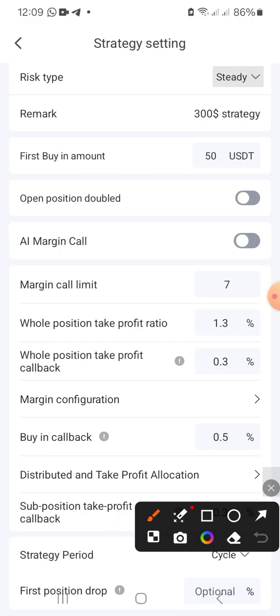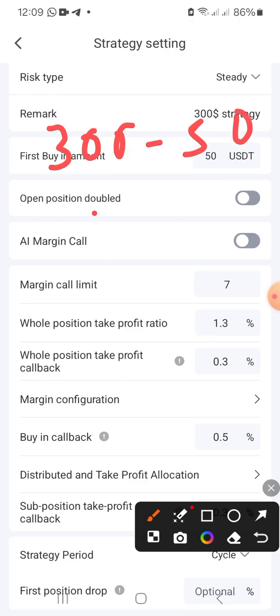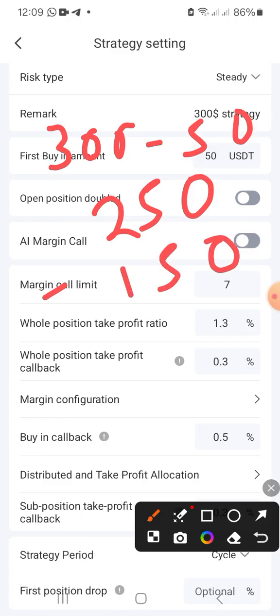So what I'm going to do, I'm going to get 300 minus 50, which is our first buying amount, will remain with 250. And on this 250, I'm going to take off 150, which I want to fit in the first 4 margin calls. It means the balance will be 100. So how am I going to fix the 150 in the first 4 margin calls? This is how I'm going to do it.